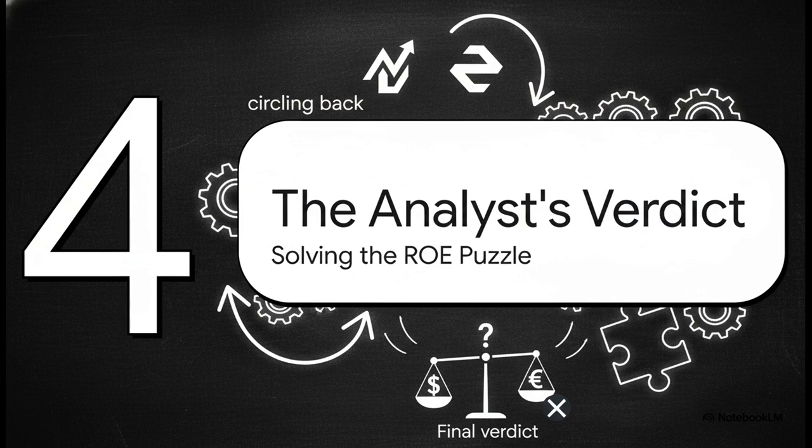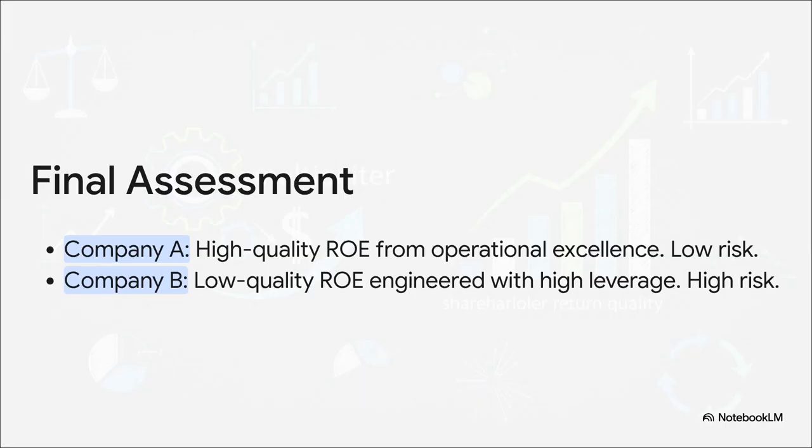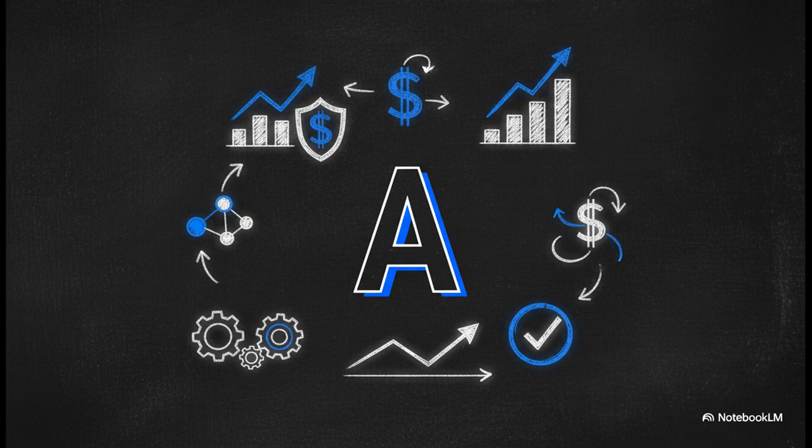All right, so now that we've got all the tools and all the context, let's circle all the way back to where we started and deliver the final verdict on our two companies. The assessment is now crystal clear. Company A's 15% ROE is high quality. It's the real deal, built on the foundation of a fantastic business. Company B's 15% ROE is low quality. It's kind of like a mirage, created with a ton of debt that's hiding a weak business and exposing its shareholders to a whole lot of risk, especially if things go south. And so the answer to our question isn't even a contest. The better, safer investment is, without a doubt, Company A.